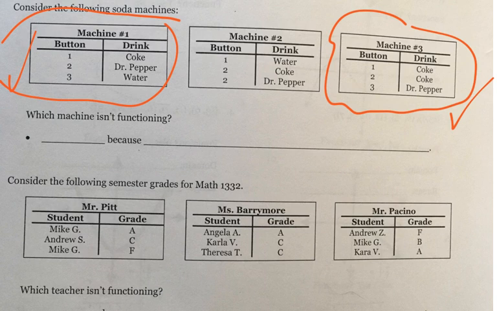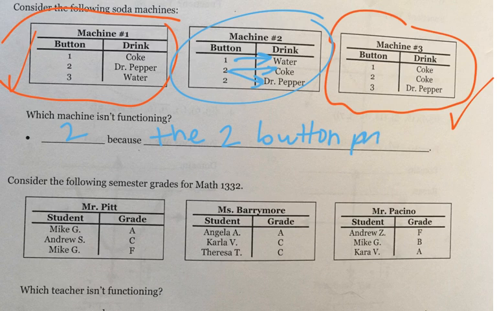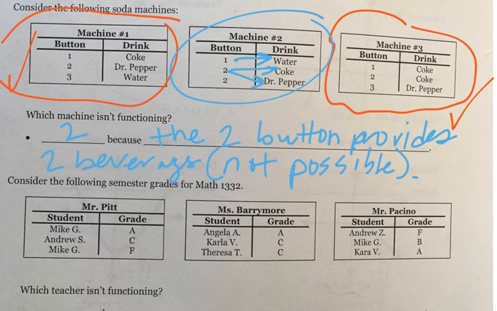But machine 2, something weird is happening. Button 1 gives us water, but button 2 gives us both Coke and Dr. Pepper. Is that possible? It is not possible. So machine number 2 is not functioning because the button 2, I guess I could say the 2 button, provides 2 beverages, and that's not possible. Okay, so we would say that machine number 2 is not functioning.